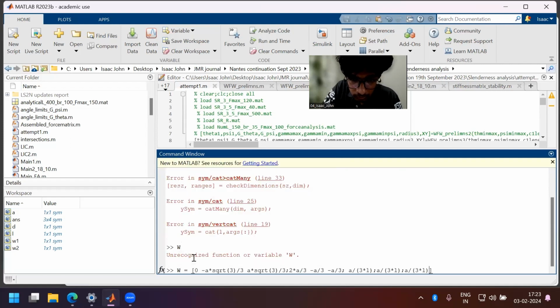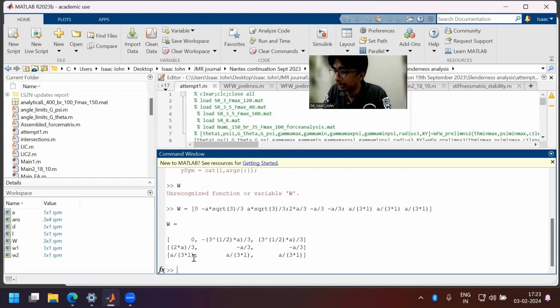No. Where have I gone wrong? Okay, this is where I have gone wrong. Yes. So this is our W matrix actually: 0, minus a root 3 by 3, a root 3 by 3, 2a by 3, minus a by 3, minus a by 3, a by 3, a by 3, a by 3.